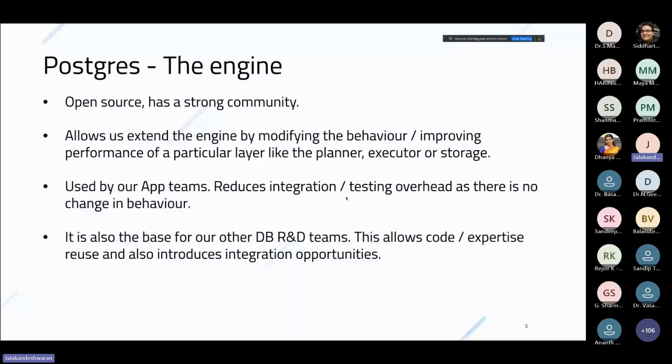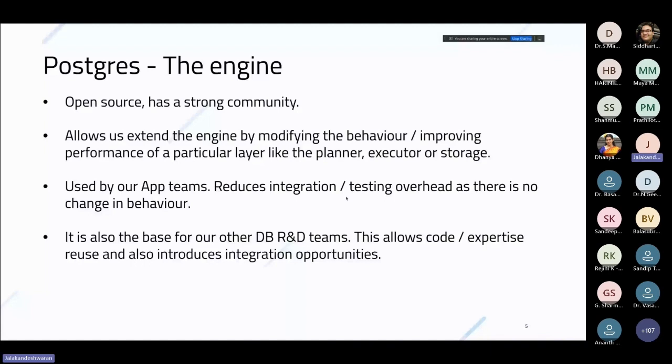So Postgres allows us to extend the engine by modifying the behavior of certain components of the engine, say planner or executor, while being able to reuse all other parts untouched. And it is also being used by application teams. This means they don't have to learn a new database engine, adapt to its behavior, write new code to integrate it into their applications or tests and all of them. And it also allows them to reuse the tools that they have built for Postgres or the tools the community has built for Postgres too. All right.